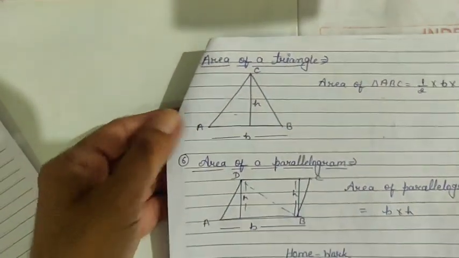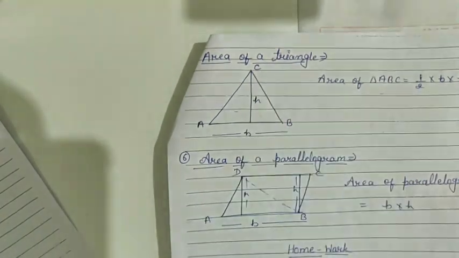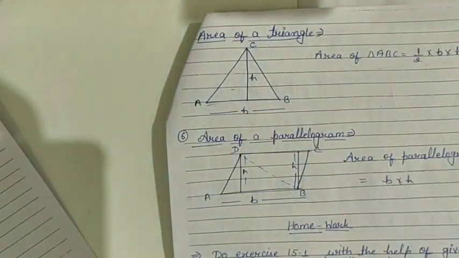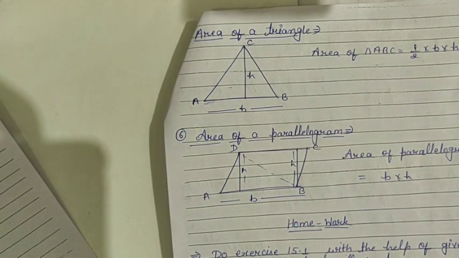Okay students. Now area of a triangle. If a triangle is given and we have to find its area, then area of this triangle ABC is equal to 1 by 2 into base into its height. Area of triangle is equal to 1 by 2 into base into height.